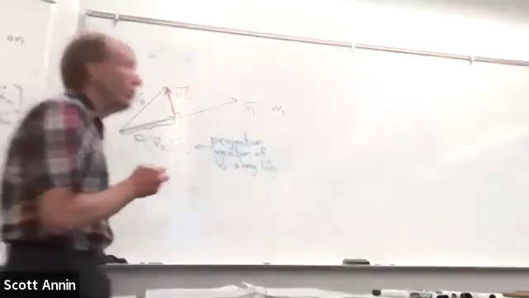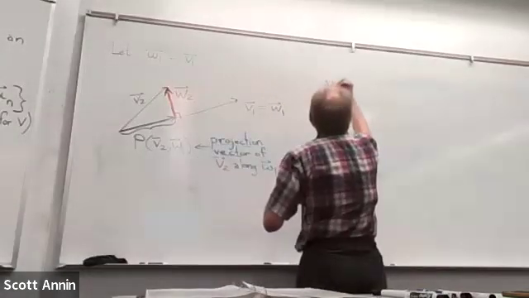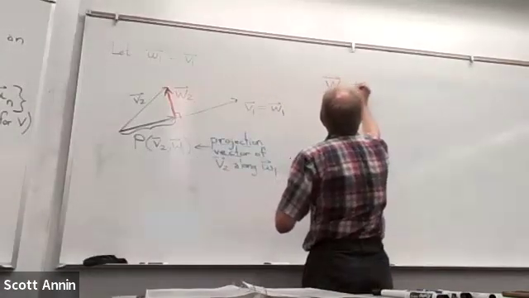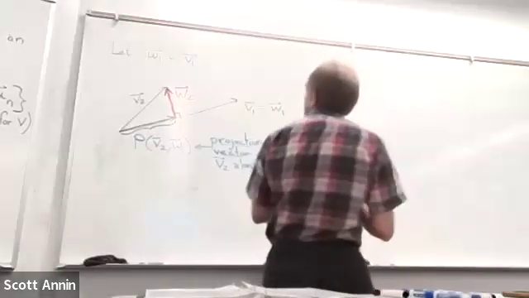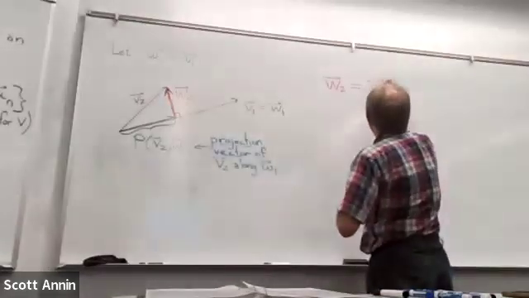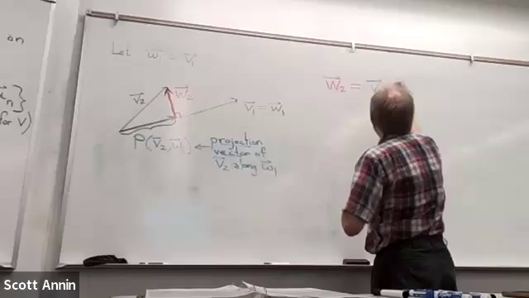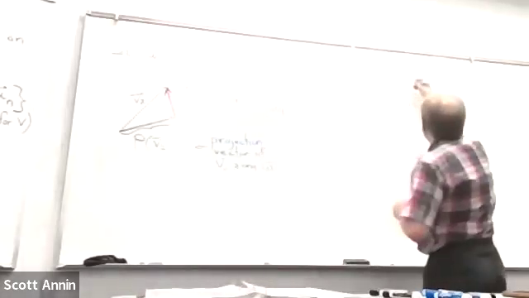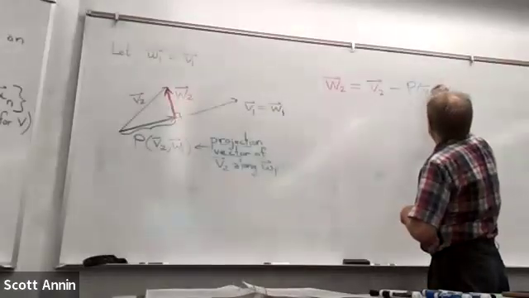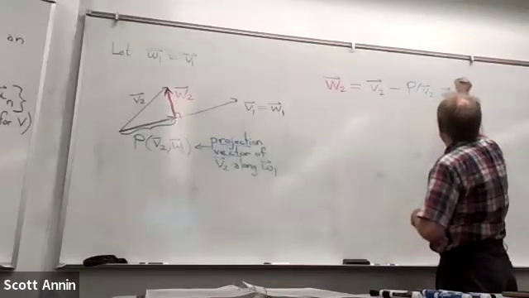And what I'm going to do is solve for what W2 is right now. W2 is V2 minus the projection of V2 along W1.